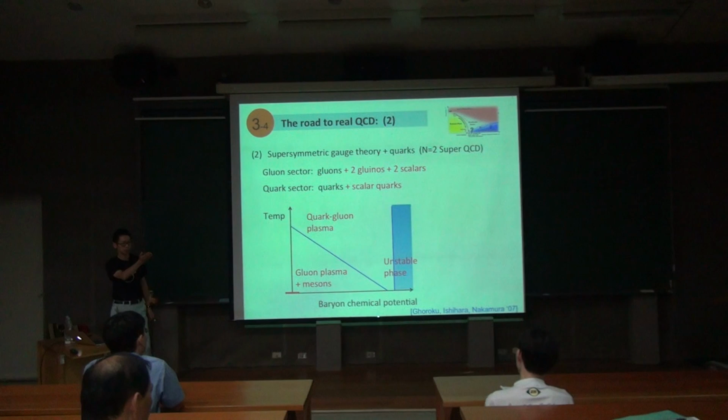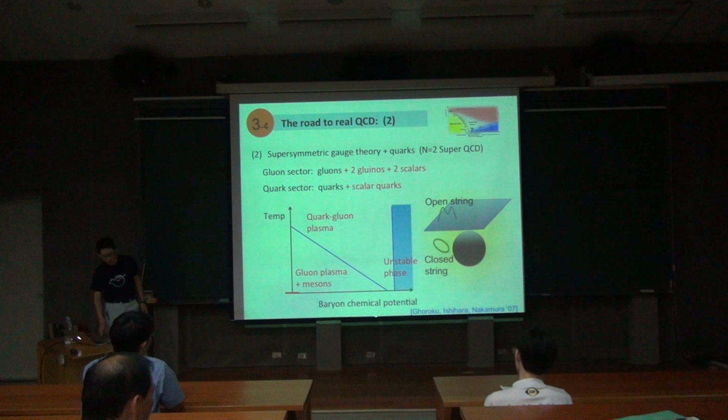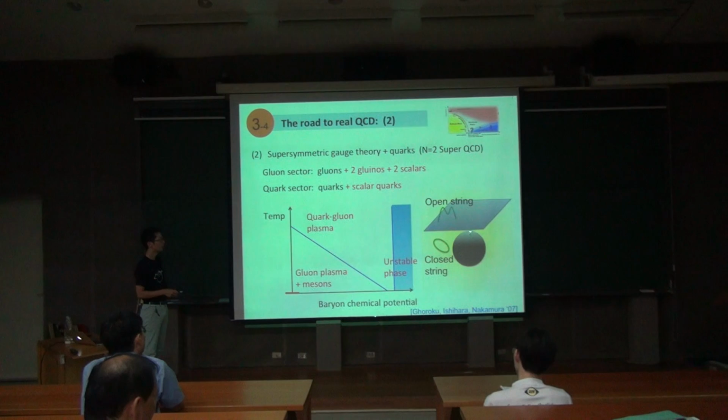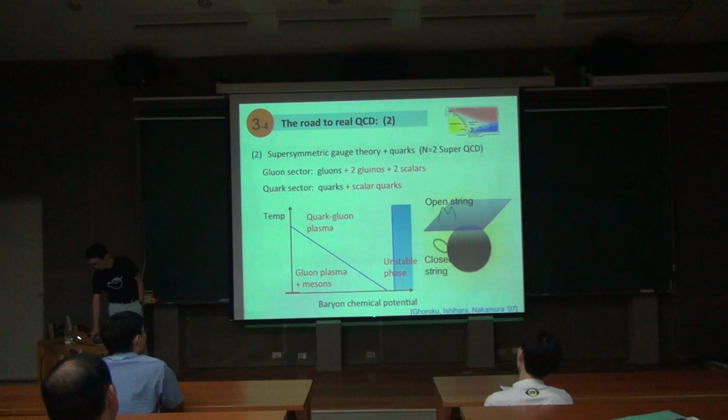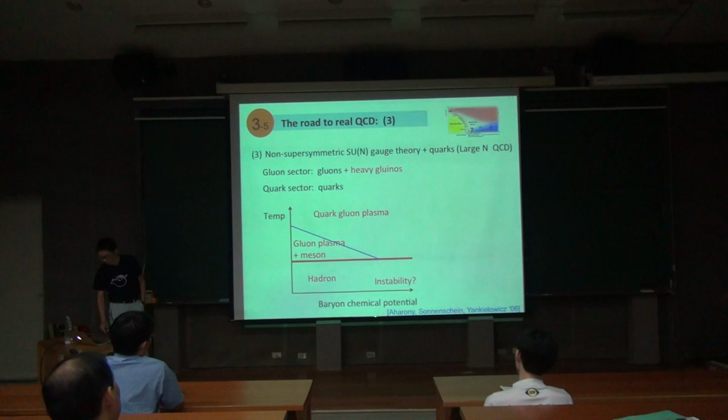The corresponding picture on the string theory side is like this. You still have the finite temperature black hole with Hawking temperature. And then we put open string quarks which correspond to these quarks and mesons. But anyway, let's go to the case where we have non-supersymmetric SU(N) gauge theory.